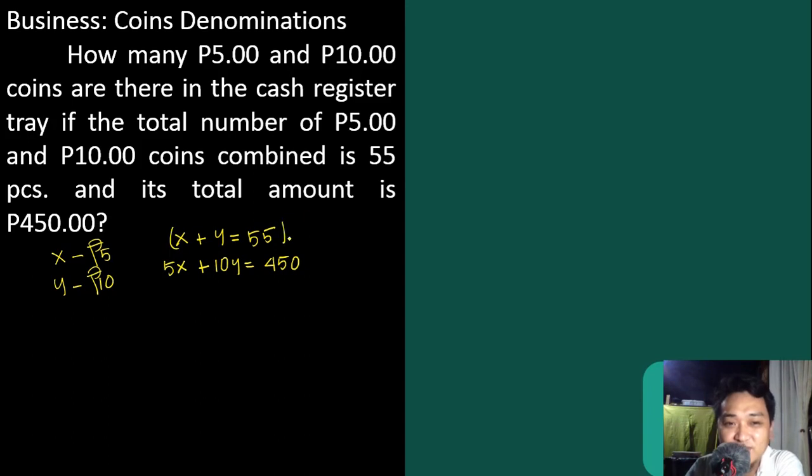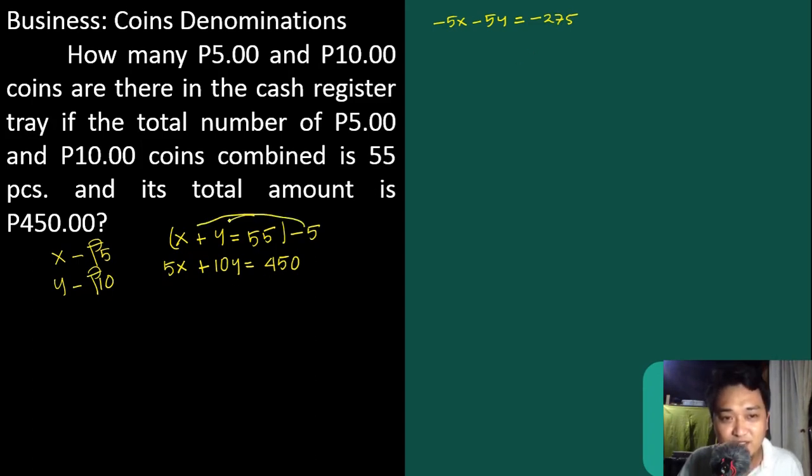Now, for us to cancel x later on, if we want to cancel x, we're going to multiply this with negative 5. That converts to negative 5x minus 5y is equivalent to 55 times 5, which is actually 275, or that is negative 275. Wala naman po tayong ibang ginawa dyan eh.